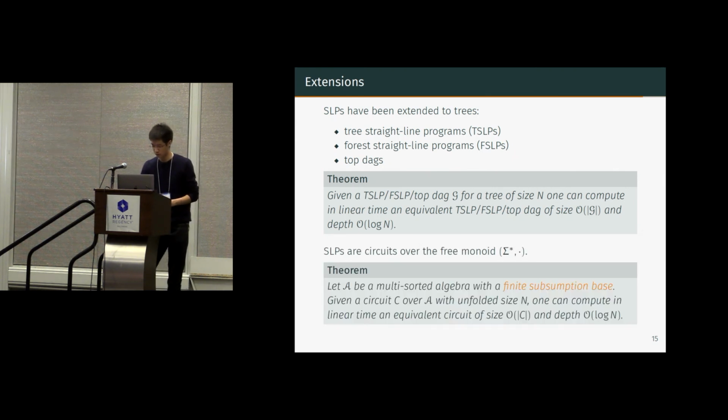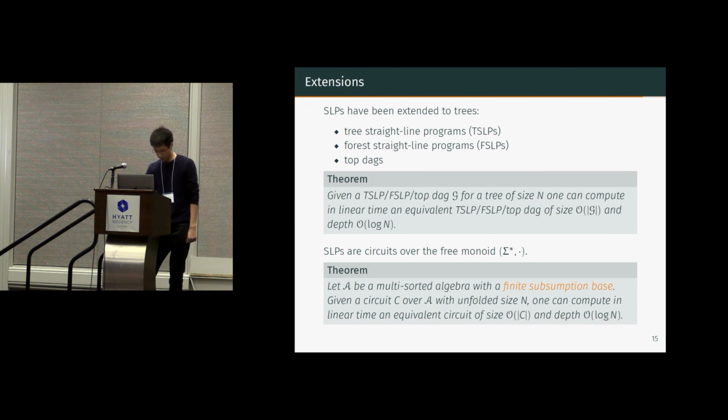And actually, the most general result that we get is for circuits. You can view SLPs as circuits over the free monoid, right? The elements are words over some alphabet, and the operation is concatenation. This is the free monoid, and actually we can prove something for general algebras. Suppose you have an algebra which has some good properties, which we call finite subsumption based, and I will not define this here now. Then you can always make a circuit over this algebra of logarithmic depth. And here, log n, where n means the unfolded size. So again, we count the number of paths from the output gate to any input gates.